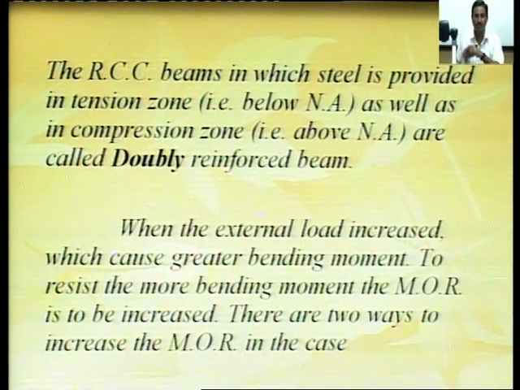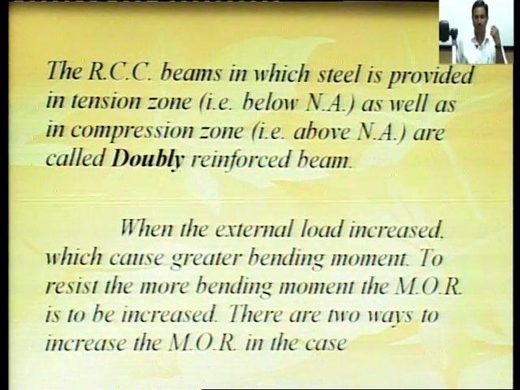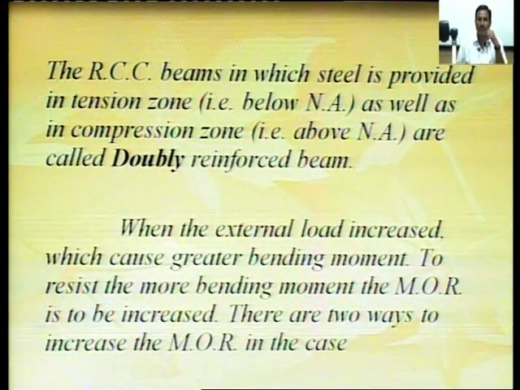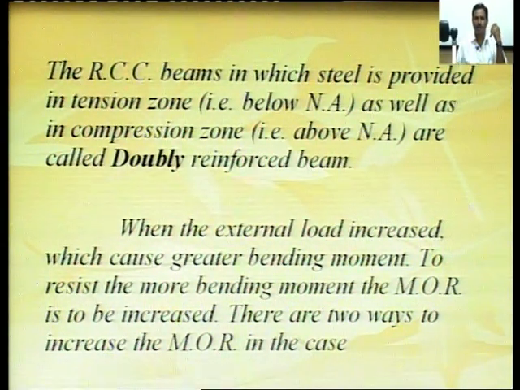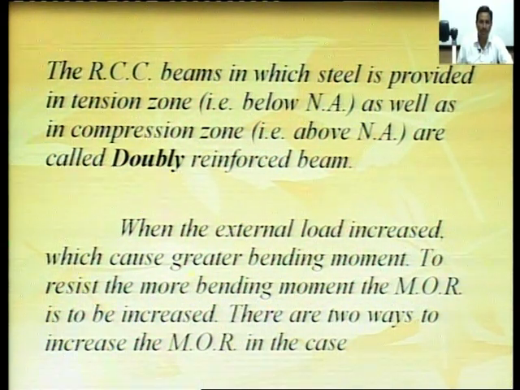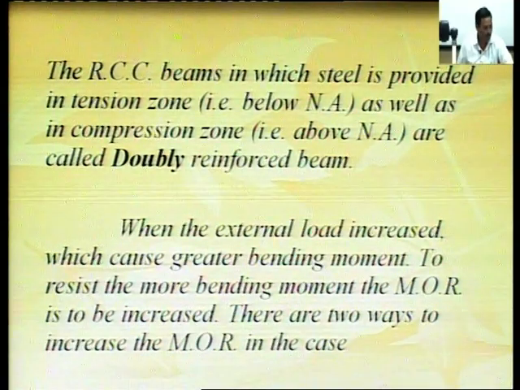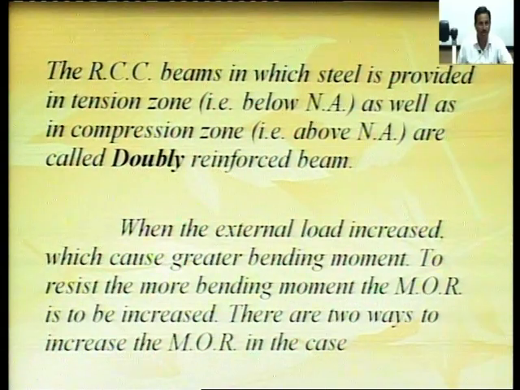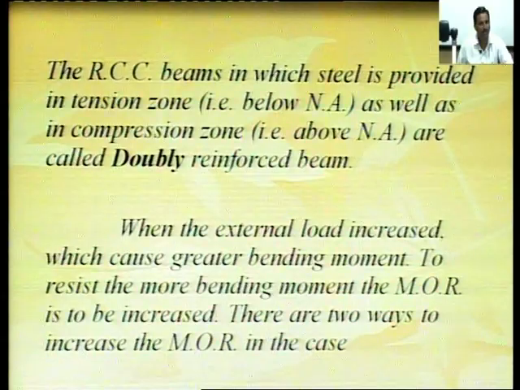So the RCC beam in which steel is provided in tensile zone as well as in compression zone is called doubly reinforced beam. When the external load increases, it causes a greater bending moment. To resist the more bending moment, the moment of resistance is to be increased. So when there is more load on the beam, it causes more bending moment. To stabilize the structure, we have to increase the moment of resistance.